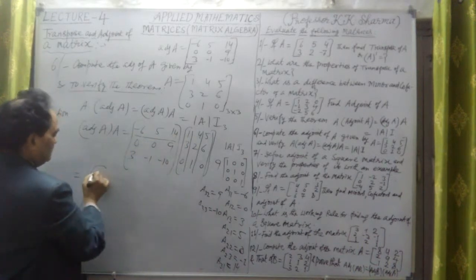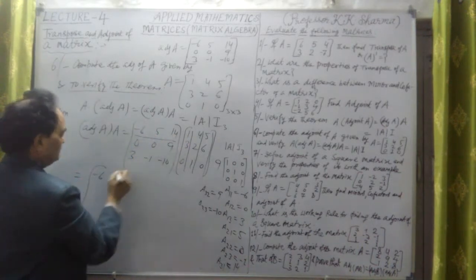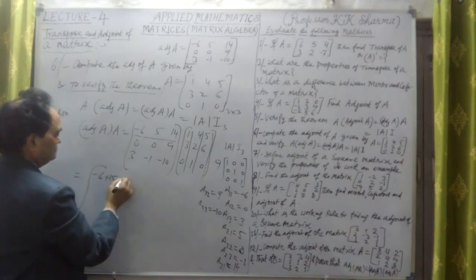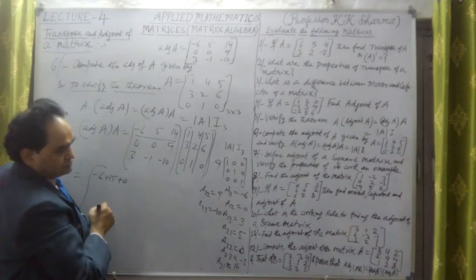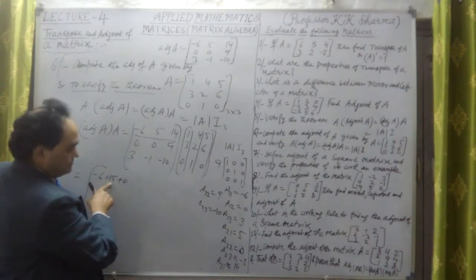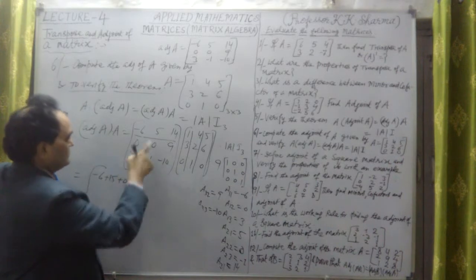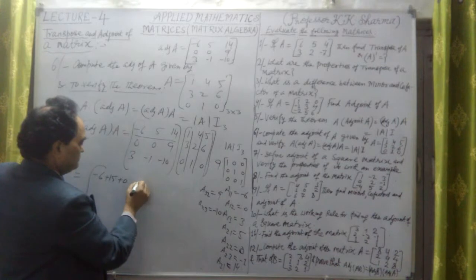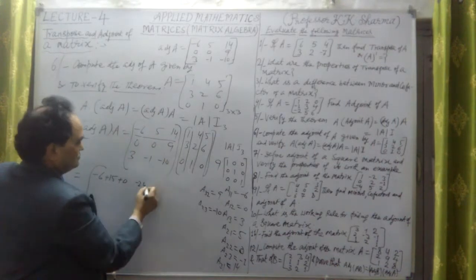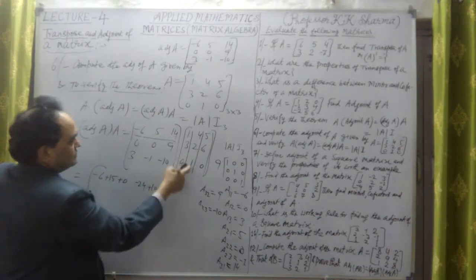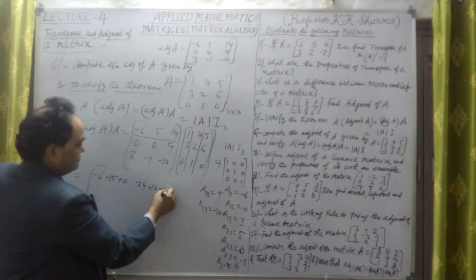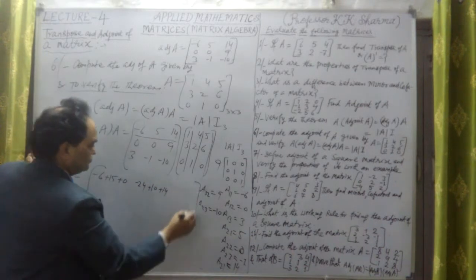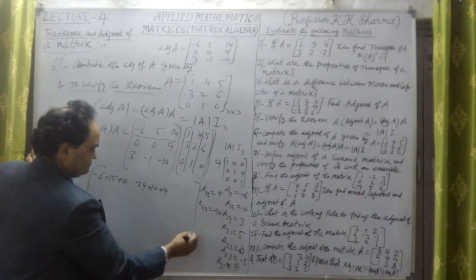Minus 6 into 1 is minus 6. 5 into 3 is plus 15. 14 into 0 is plus 0. It is 0. 15 minus 6 is 9. Now first row, second column: minus 6 into 4 is minus 24. 5 into 2 is plus 10. 14 into 1 is plus 14. 24 minus 24, 0. Okay, this is also proved.